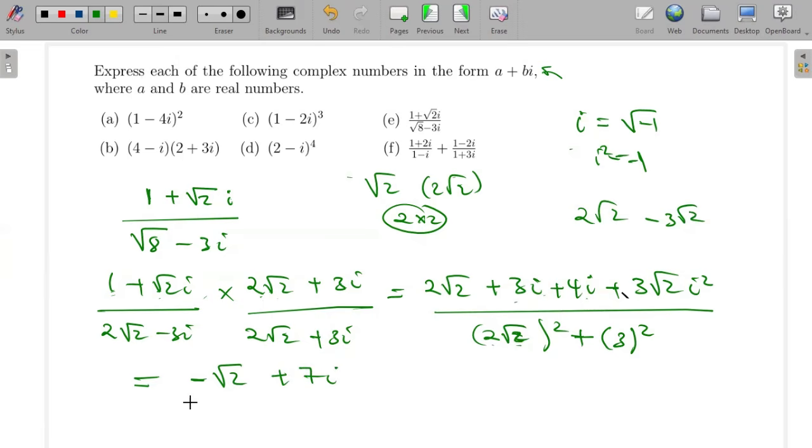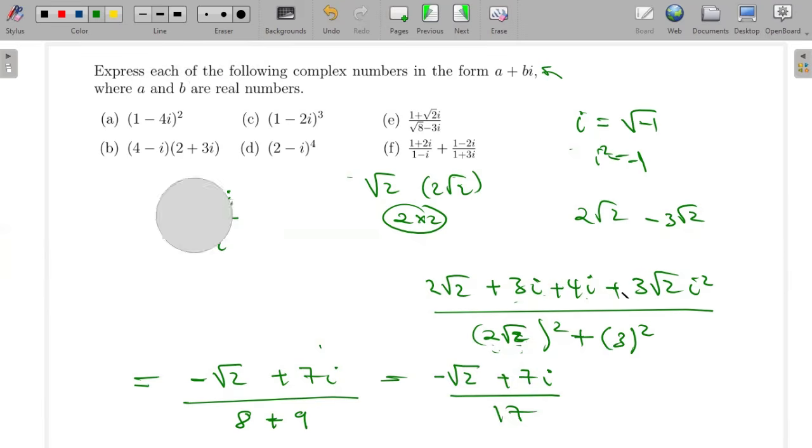7i. Down there, you square that, you just get 4 multiplied by the 2. That is going to give me 8. And then that there is just 9 squared. So, 3 squared is just 9. Okay, so what is 8 plus 9? So 8 plus 9 is 17. So this here is just going to be equal to negative root 2, then plus 7i over 17.